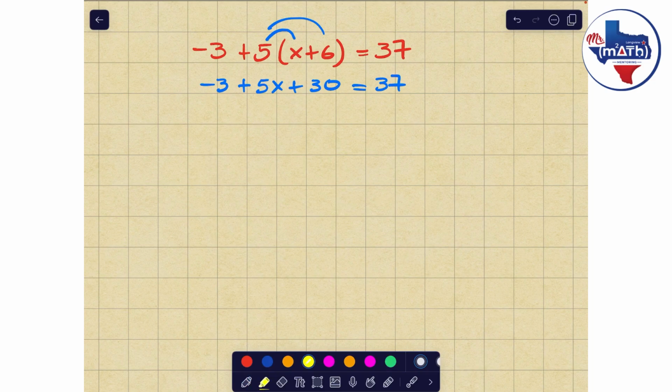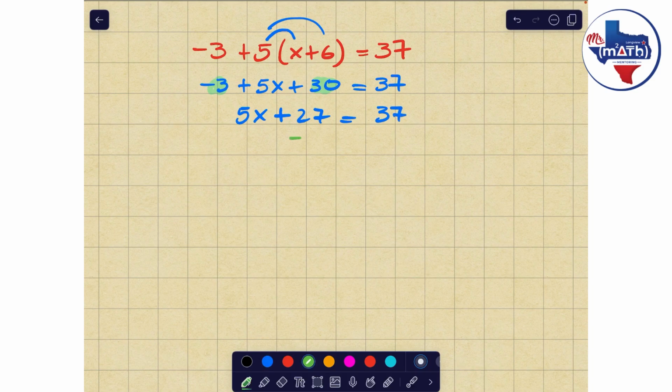Okay, let's solve the like terms. We know that this -3 and this 30 can be combined. So we'll have 5x plus 27 equals 37.